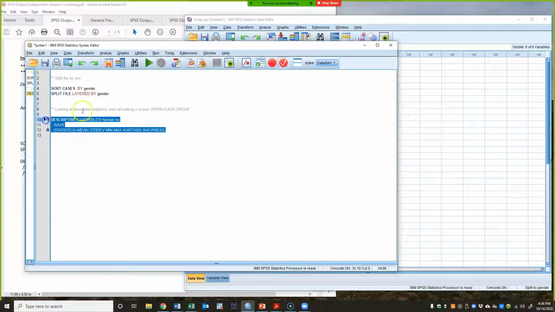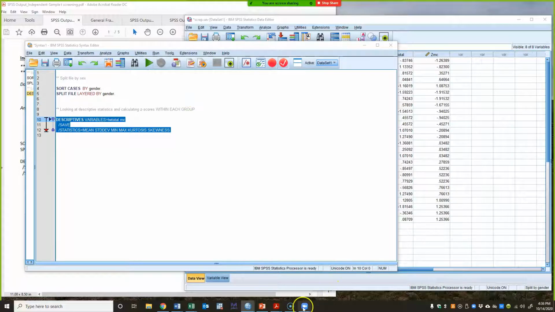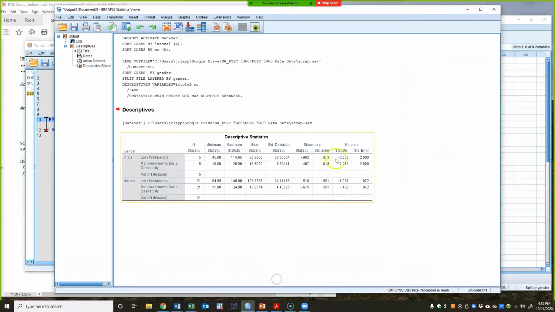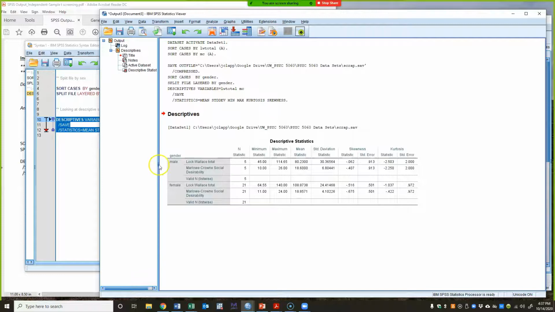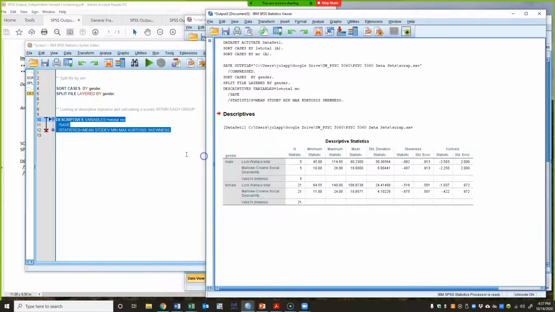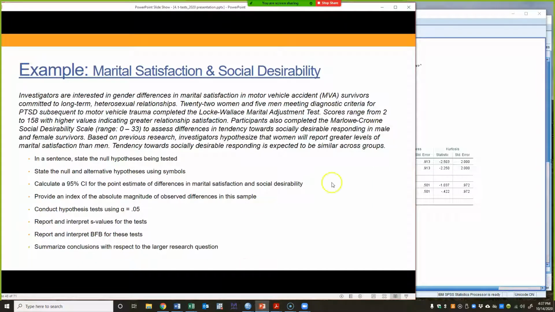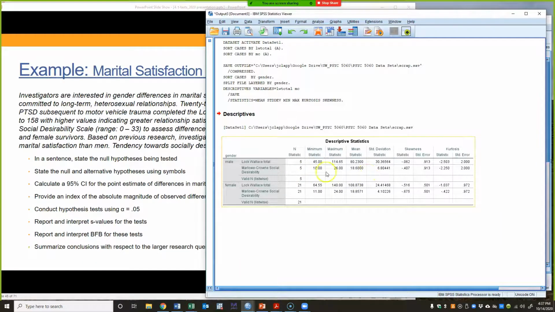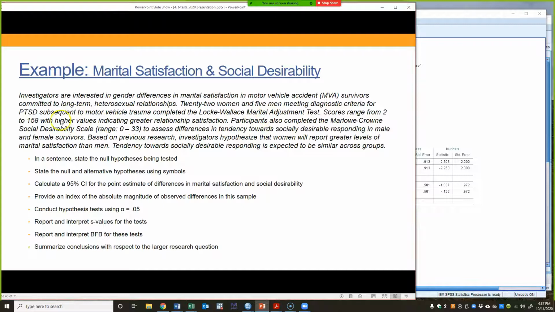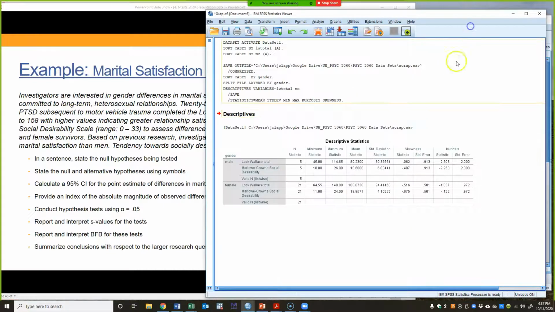If I go through and run this, it's going to give me my scores separately for men and separately for women. Now, the first thing I want to do is maximize this and make sure that my scores are reasonable. If I look at my min and my max, my Locke-Wallace marital satisfaction scores range from 2 to 158.